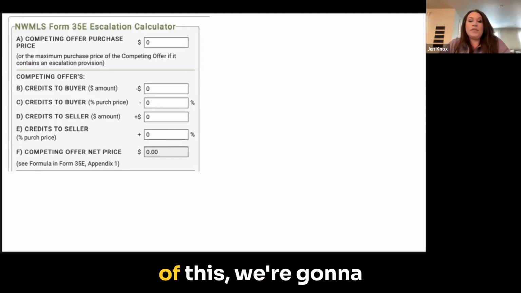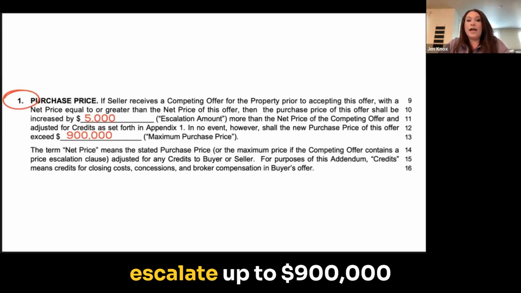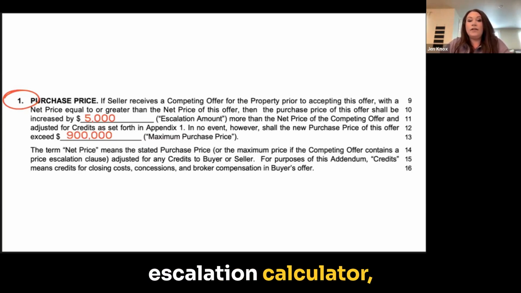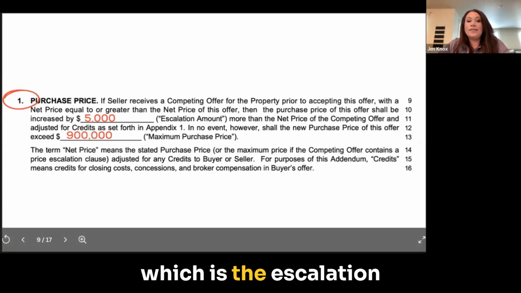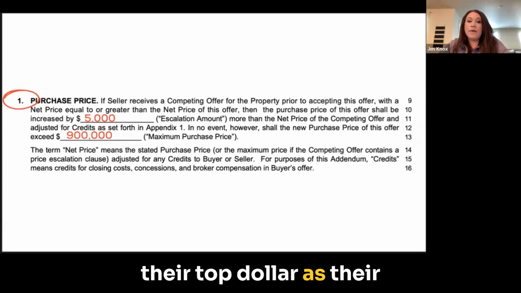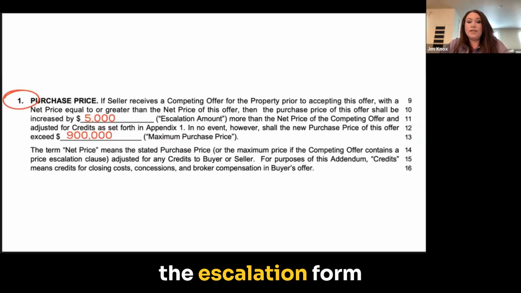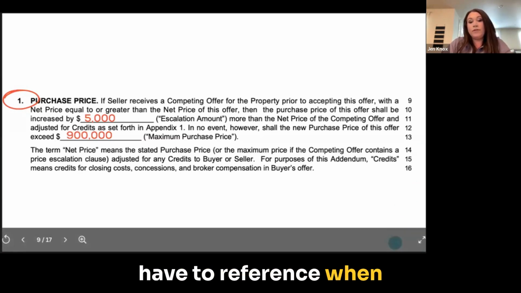So for the purpose of this, we're going to look back at offer one. Offer one was willing to escalate up to $900,000 with increments of $5,000 above the competing offer. When you fill out the escalation calculator, you're going to be referencing line 11, which is the escalation amount, and you're going to be referencing their top dollar as their maximum price in line 13. So I wanted to pull up the escalation form because it is something we directly have to reference when we're filling this out.